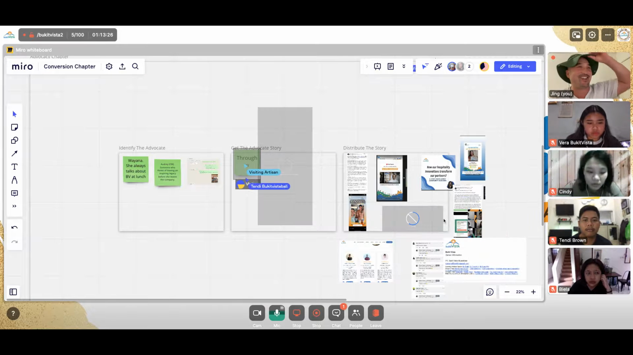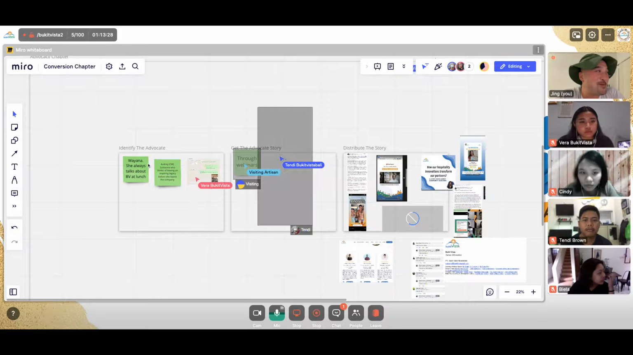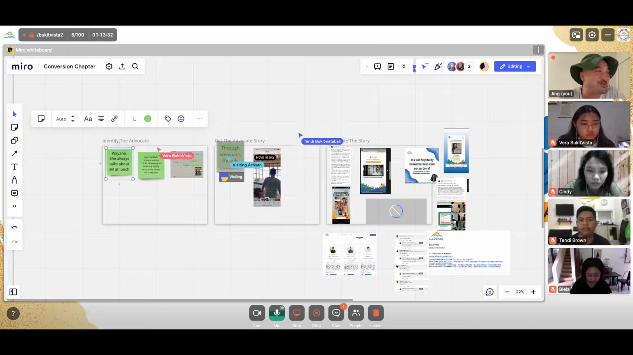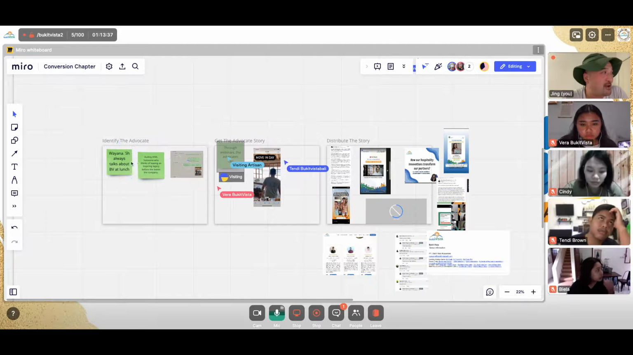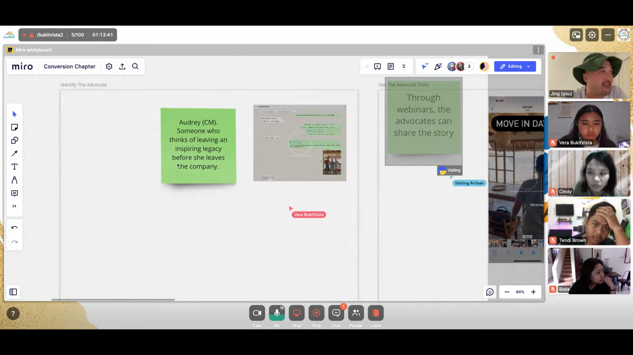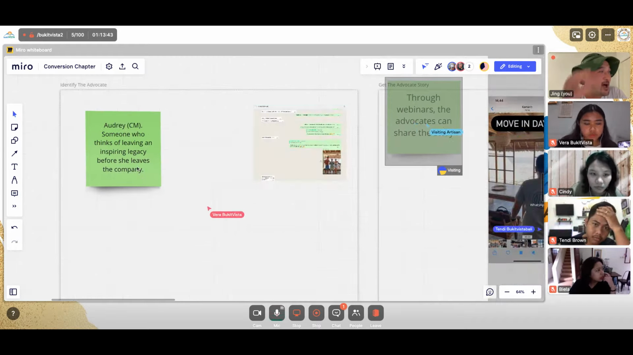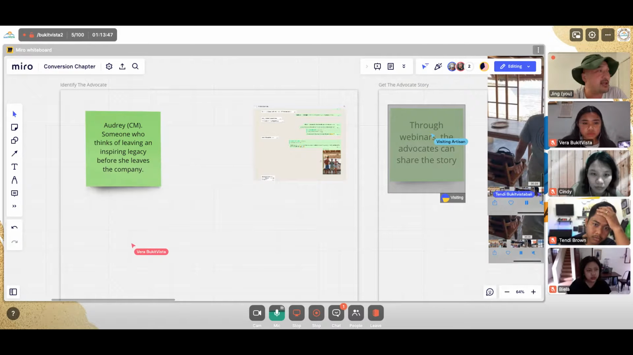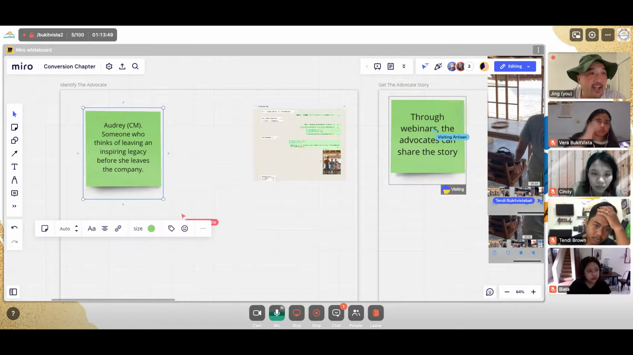Okay, let's go ahead and get started in here. I see there's a lot. Oh, okay, this is cool. There's some more stuff going on. All right, so I'll remove my false example. And if everybody would kindly join me on the frame of identifying the advocate. All right, so let's take a look at our first advocate, Audrey.